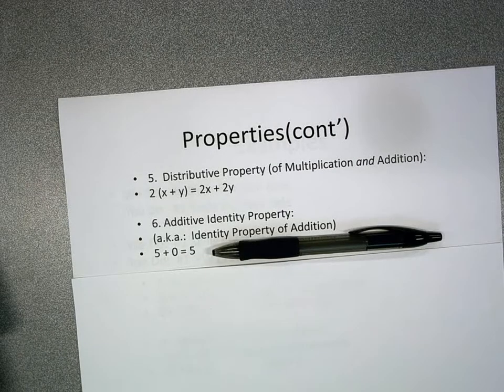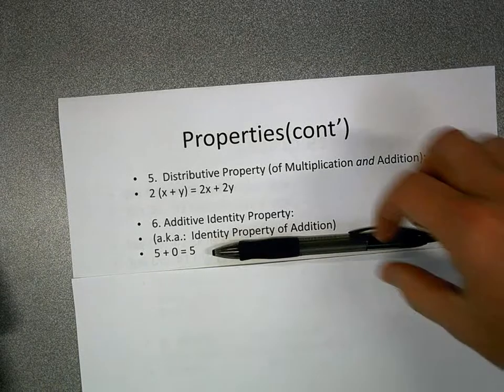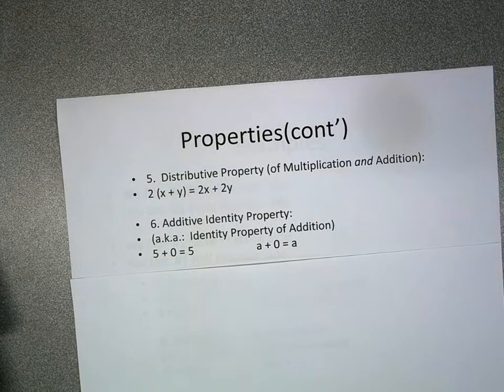So identity property of addition, or additive identity property, just basically states what we kind of started the lesson out on, and that is you take any number, you add 0 to it, you get the same number on the other side. Okay? So that's what identity property of addition, or additive identity property is. So algebraically, something like a plus 0 is still a. So a plus 0 equals a.